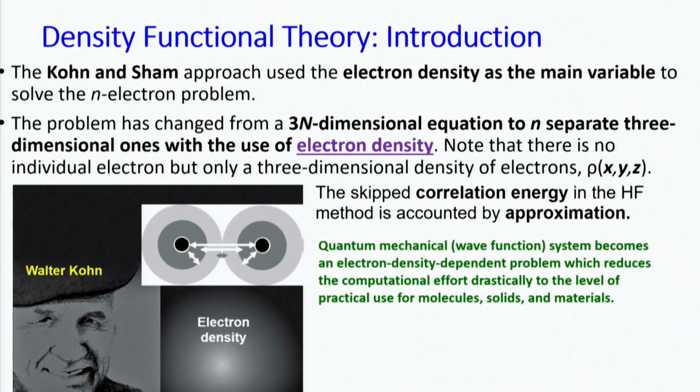Kohn and Sham used the electron density as the main variable to solve the n electron system, and the problem changed from a 3n dimensional equation to n separate 3 dimensional equations. So each electron now has only a 3 dimensional equation with the use of the electron density. Note that there is no individual electron in density functional theory, only a 3 dimensional density of the electrons.